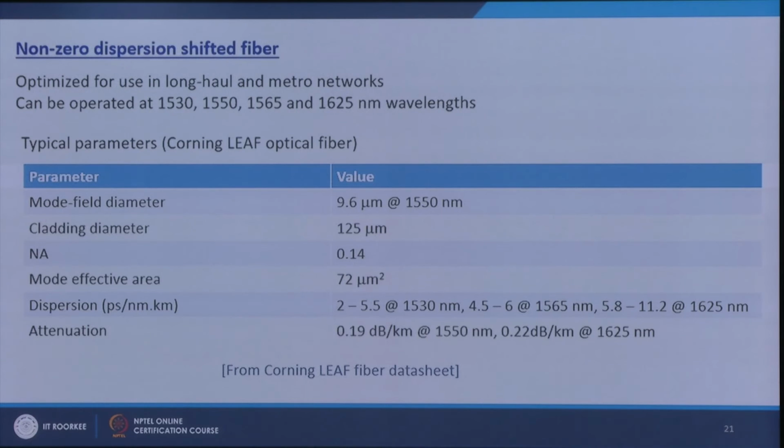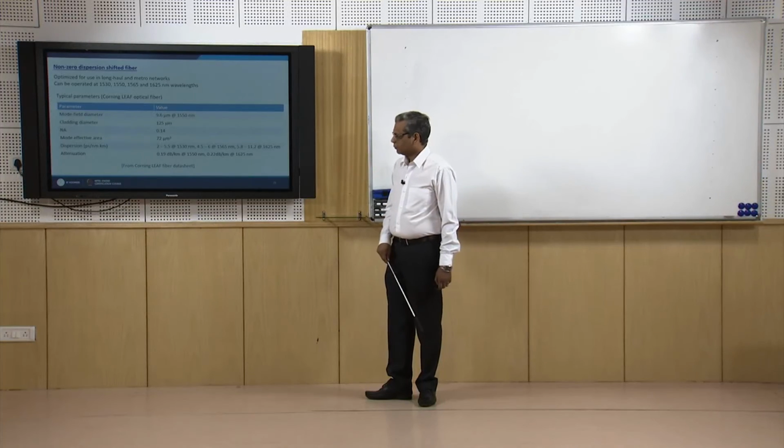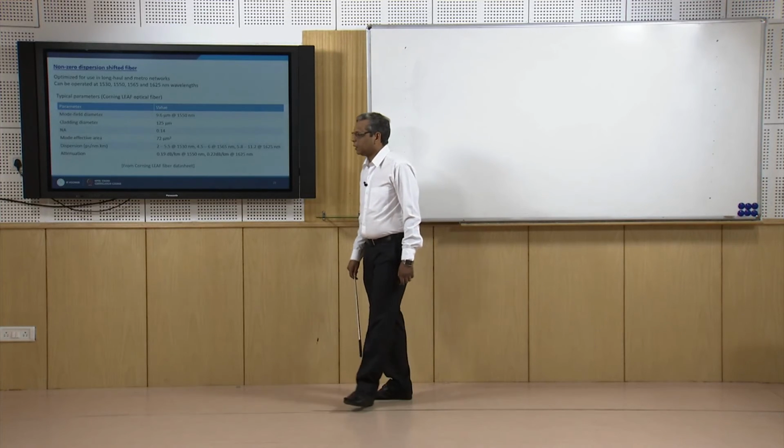If I look at attenuation, it has 0.19 dB per kilometer loss at 1550 nanometer wavelength and 0.22 dB per kilometer loss at 1625 nanometer wavelength. It is popularly known as Corning LEAF fiber.